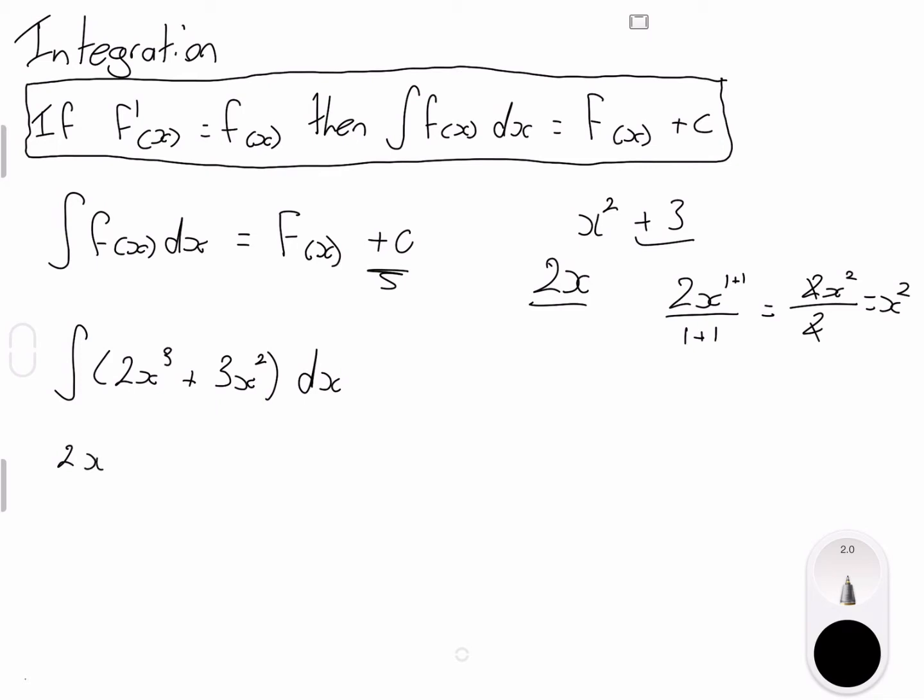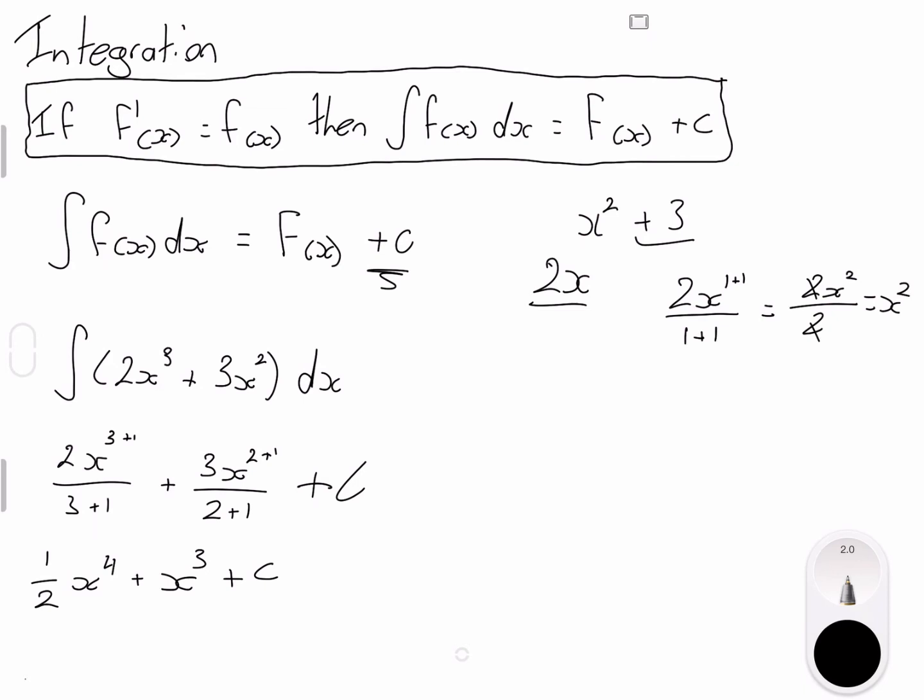2x to the power of 3 plus 1 over 3 plus 1, plus the antiderivative of 3x squared, 3x to the power of 2 plus 1 over 2 plus 1. So all of this will be equal to, don't forget our plus c term, a half x to the power of 4 plus x to the power of 3 plus c.